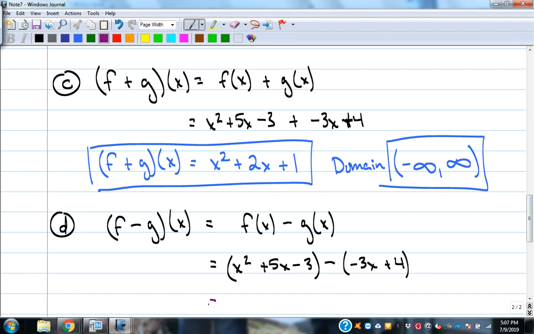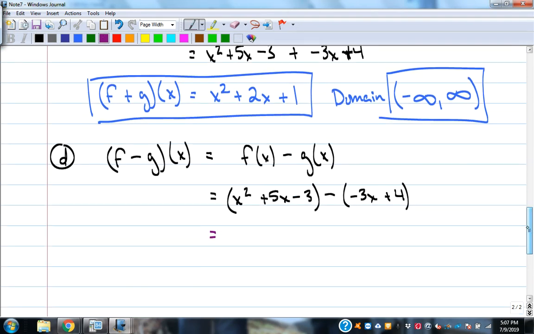Okay. So when I subtract, I'm again doing like terms, same rules. X squared minus, there are no other x squared, so that's just going to be x squared. Positive 5x minus negative 3x. That's a double negative, so that's going to be positive 5 plus 3, which is positive 8x. Then I have negative 3 minus positive 4, so that's going to be negative 7. That is the difference of the two functions, the subtraction.